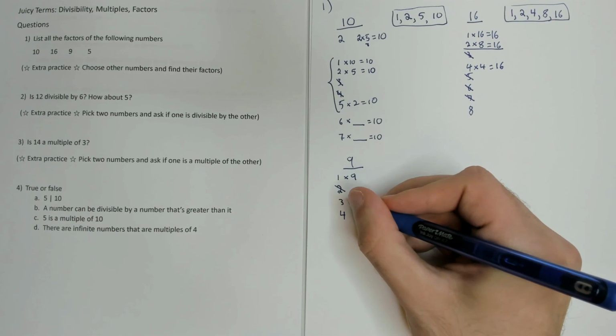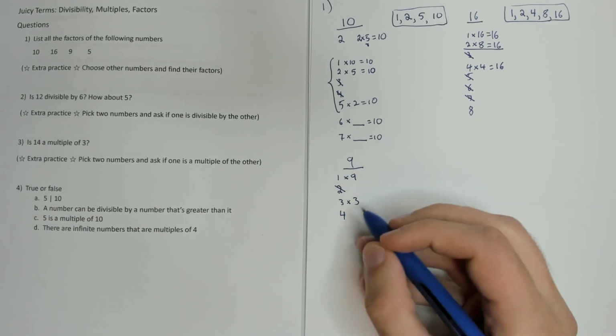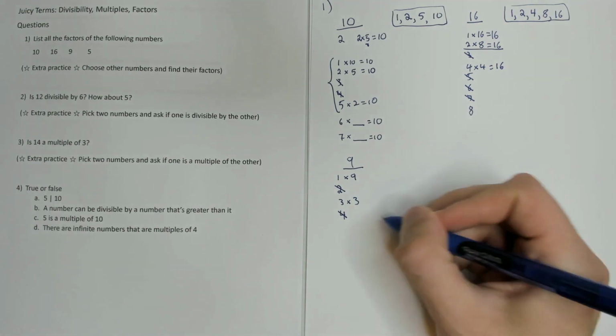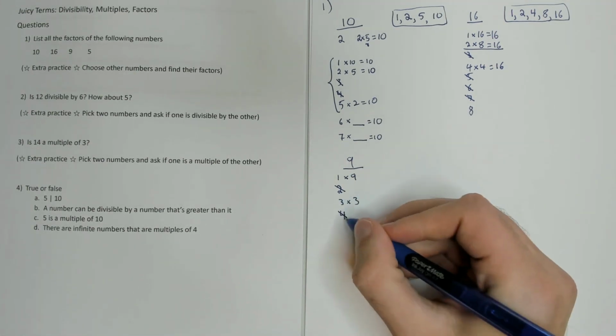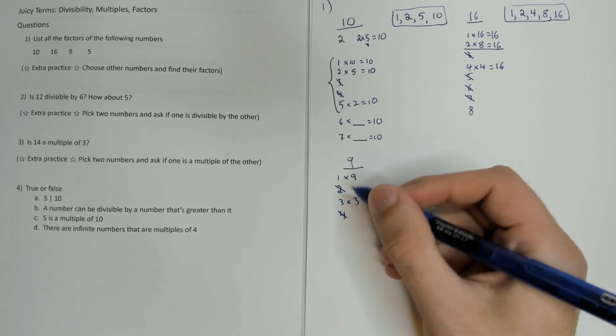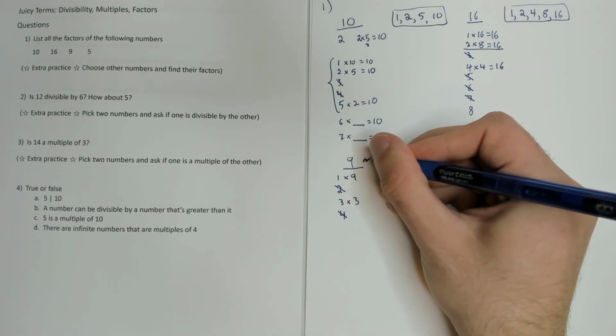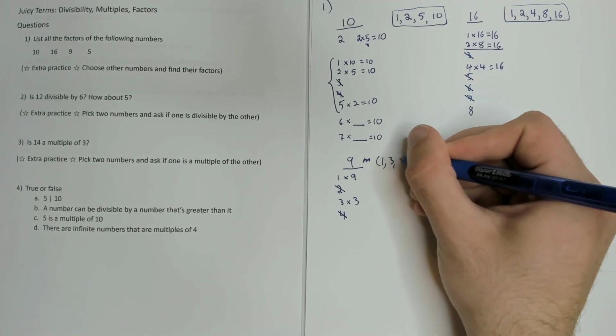How about 3? Yeah, 3 times 3 is 9, right? And 4? 4 isn't going to work because we do 4, 8, 12. We skip right over 9. So 4 does not multiply by some whole number to give us 9, so it's not going to be a factor. So the factors of 9 then are going to be 1, 3, and 9.